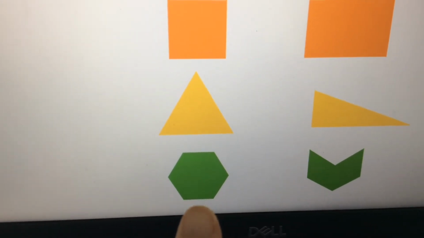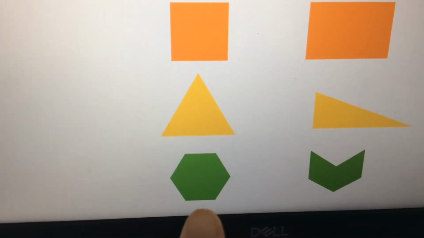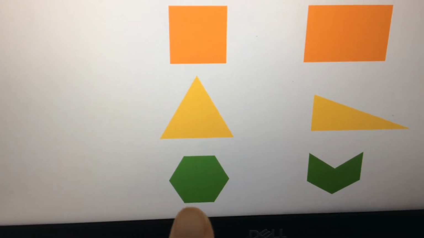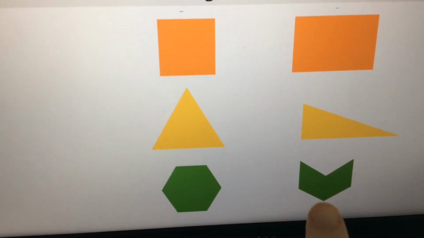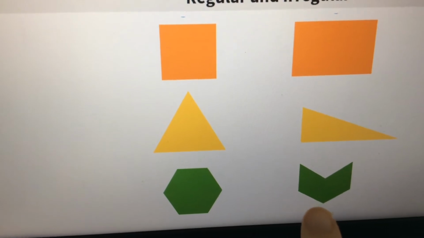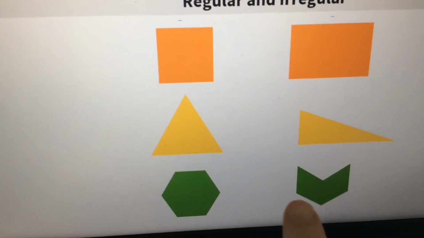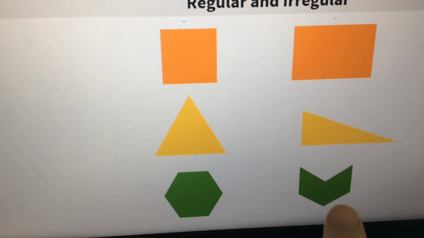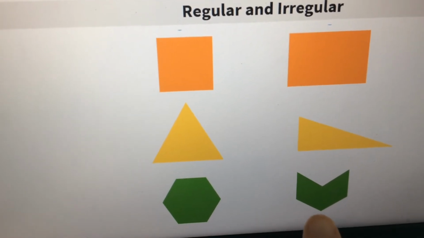Here we've got a 6-sided shape. So we've got a hexagon. This is a regular hexagon. All the angles are the same. All the lengths of all the sides are the same. This is still a hexagon, but because the angles are not the same and because the sides have got different lengths, it's an irregular hexagon.